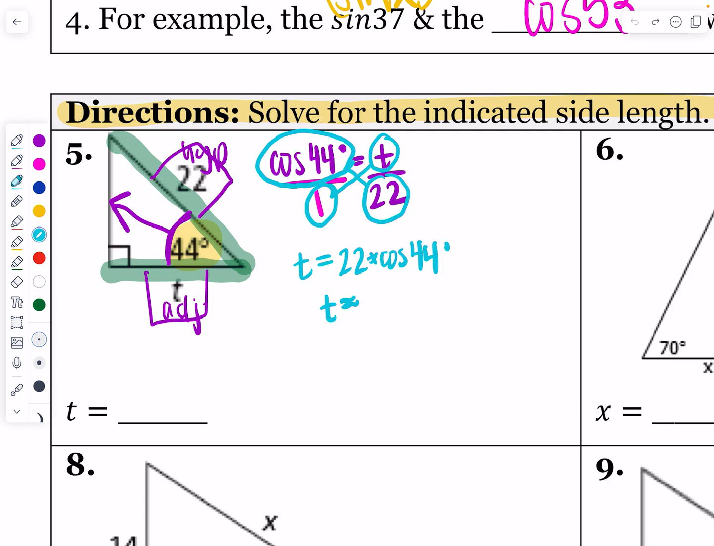You know what? Let's do this first. Let's just start with this. Some people have struggled with rounding. So in the calculator, here's what pops up: 15.825 dot, dot, dot. That's what's in my calculator.